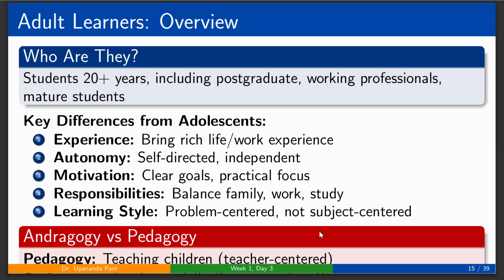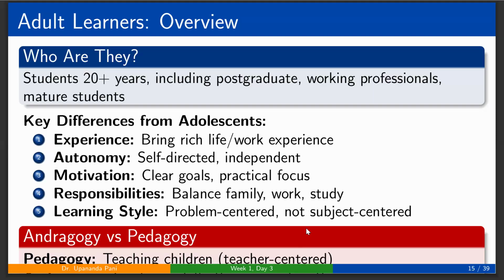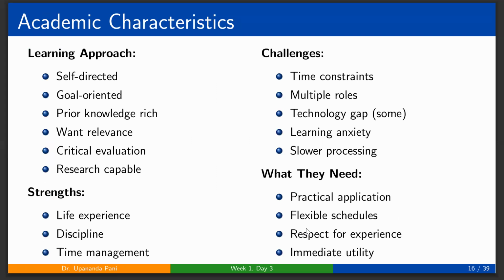So now andragogy versus pedagogy. So pedagogy is teaching children, and andragogy is basically teaching the adults. Okay, so now let's try to understand again the same four characteristics of the adult learners. First is academic characteristics.